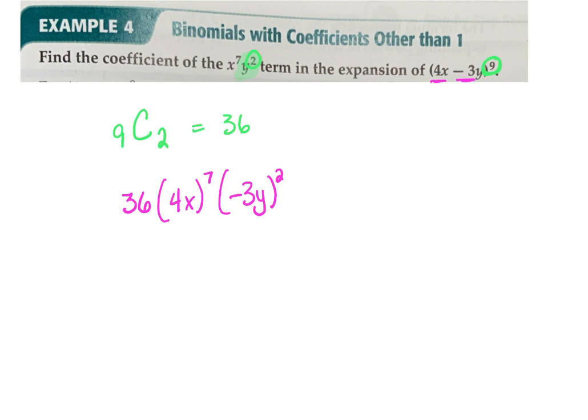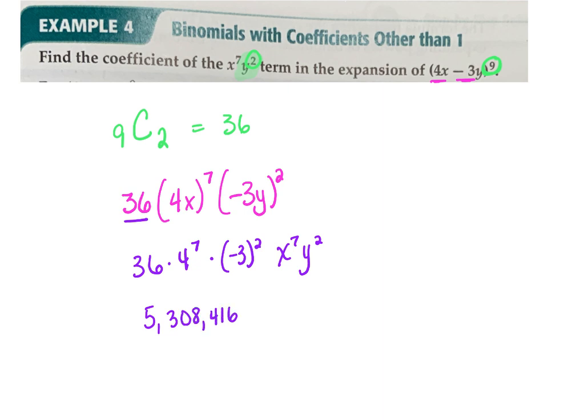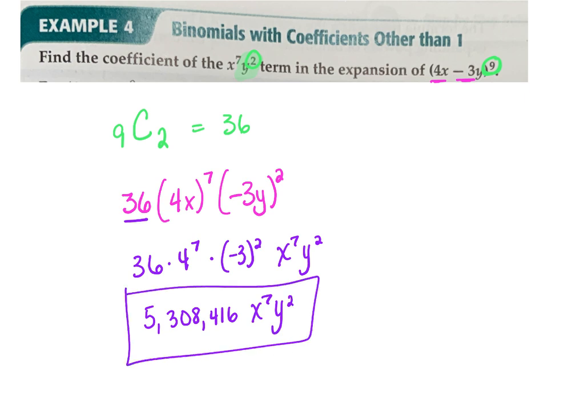So we have to actually do those out. So we have to say 36 times 4 to the 7th times negative 3 squared. And then we're going to have x to the 7th y squared. When you do that, you get a really big 5,308,416 coefficient. How come we did a combination of 2?